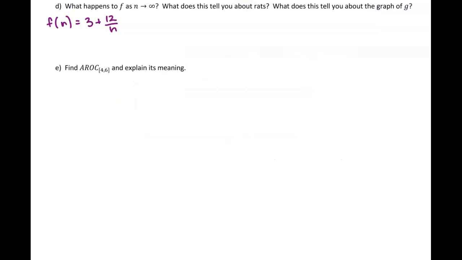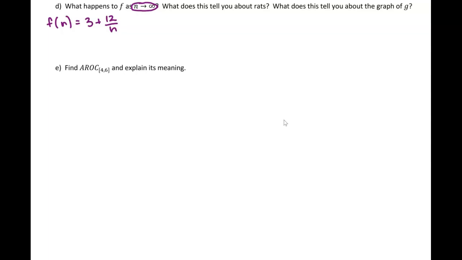Okay, so let's jump down to part D. We've got those two graphs to think about, and now we're supposed to ask ourselves what happens as n goes to infinity. So that's what this right here means. N is getting bigger and bigger and bigger without bound. That's what that tells me. And we're supposed to decide what our answer tells us about rats and what it tells us about the graph of G.